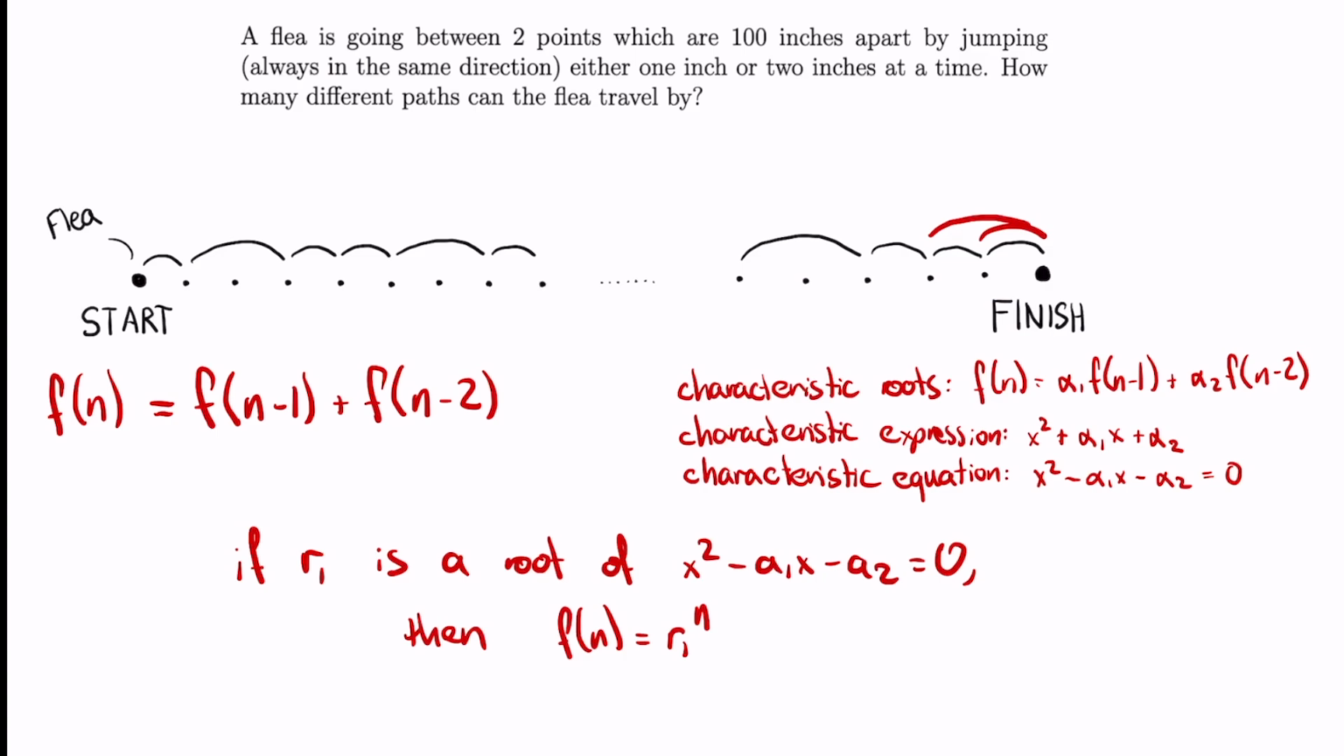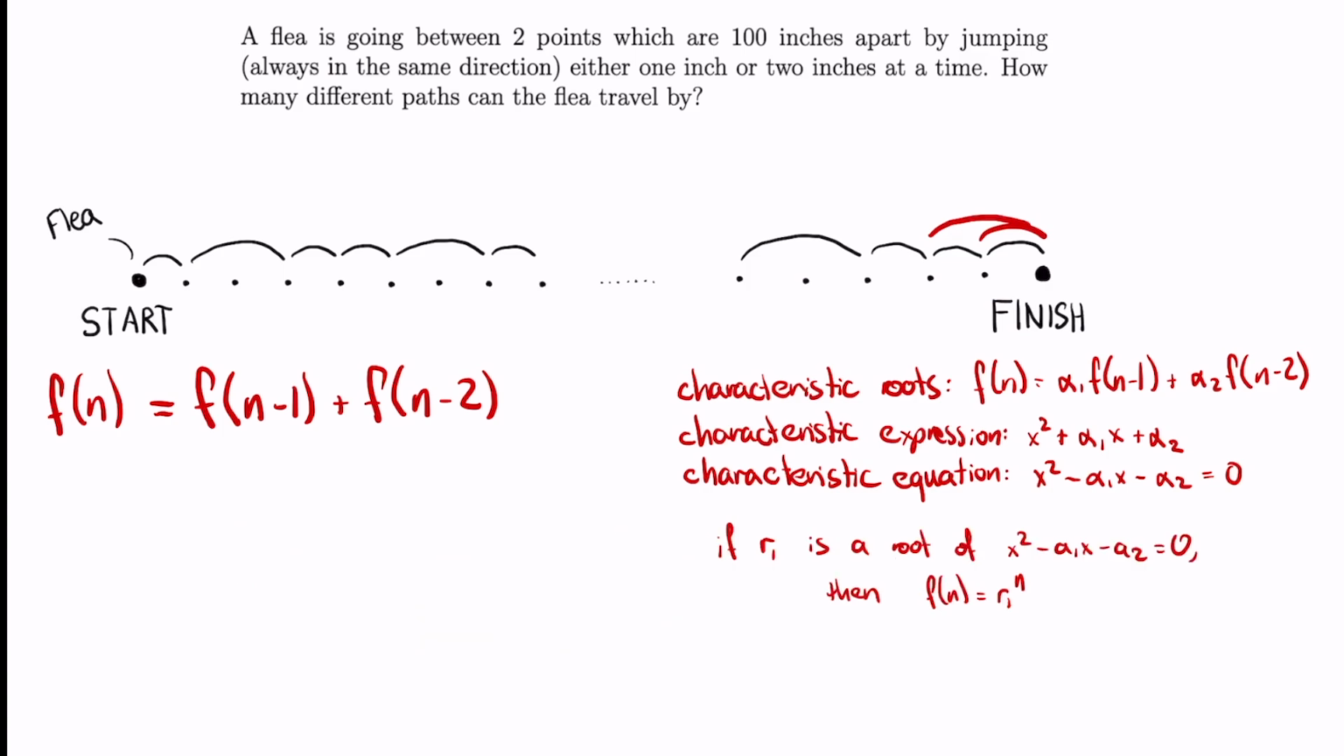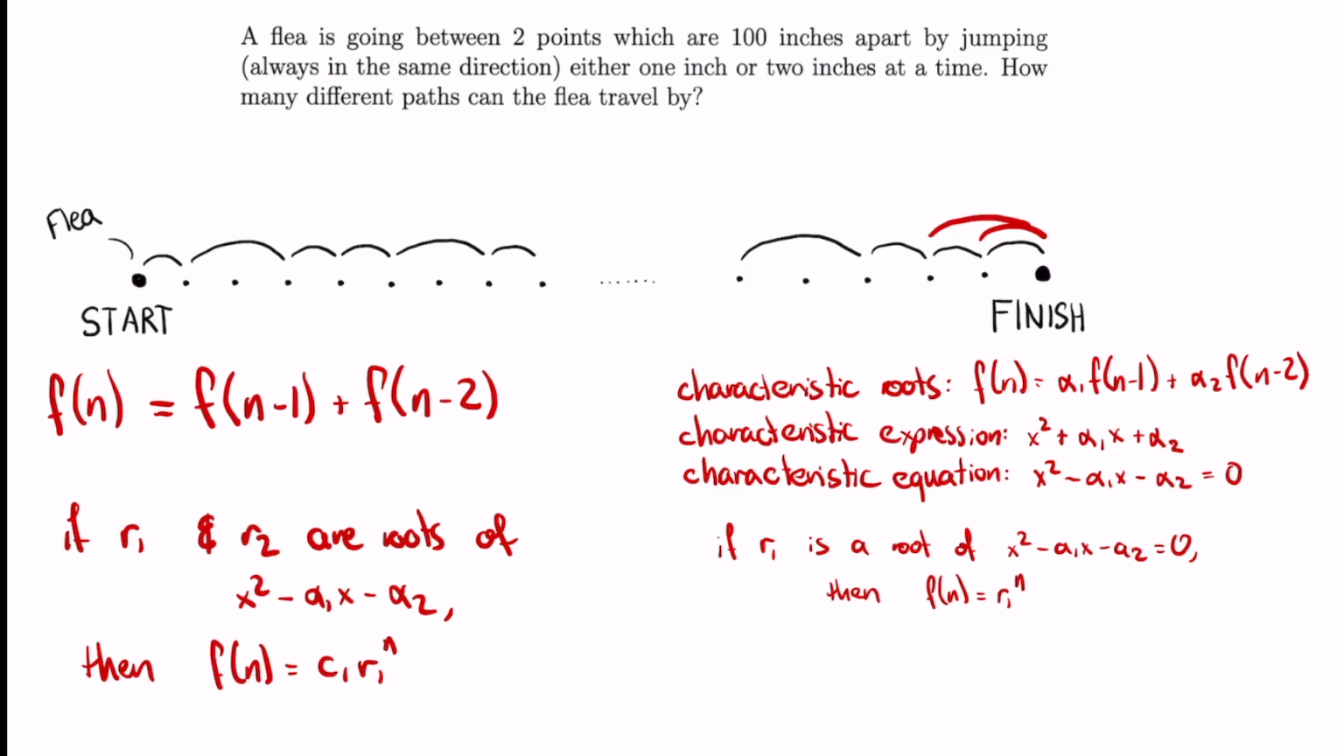Then, a further theorem of the theory states that any linear combination of these roots will also be a solution to the recurrence relation. So, if we have roots r1 and r2, we can take any two constants c1 and c2, and we will get that f of n is equal to c1 times r1 to the n plus c2 times r2 to the n.